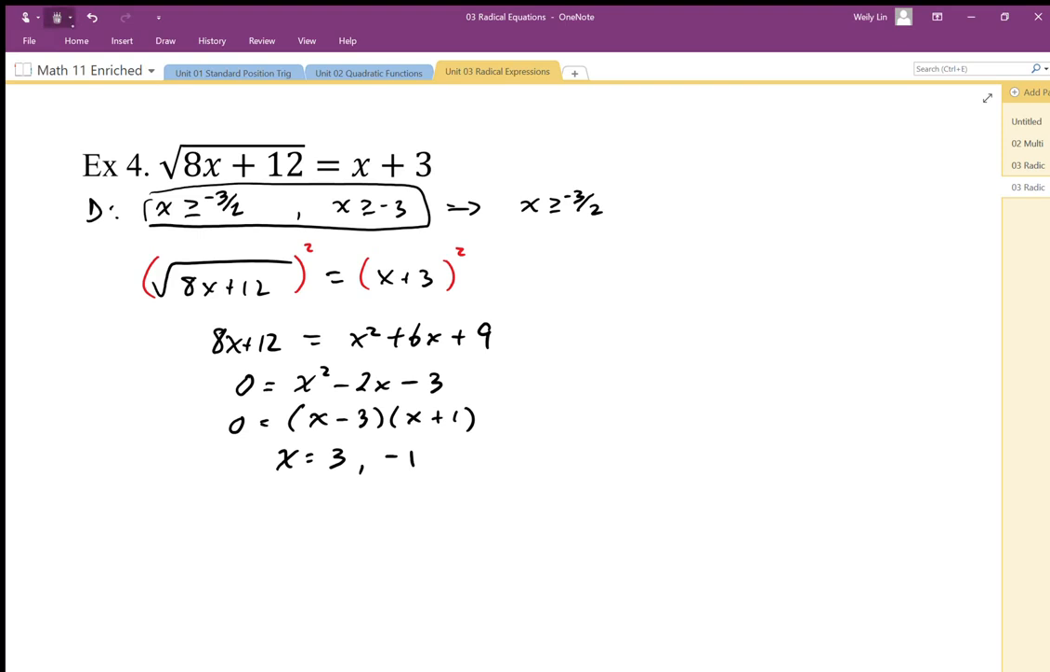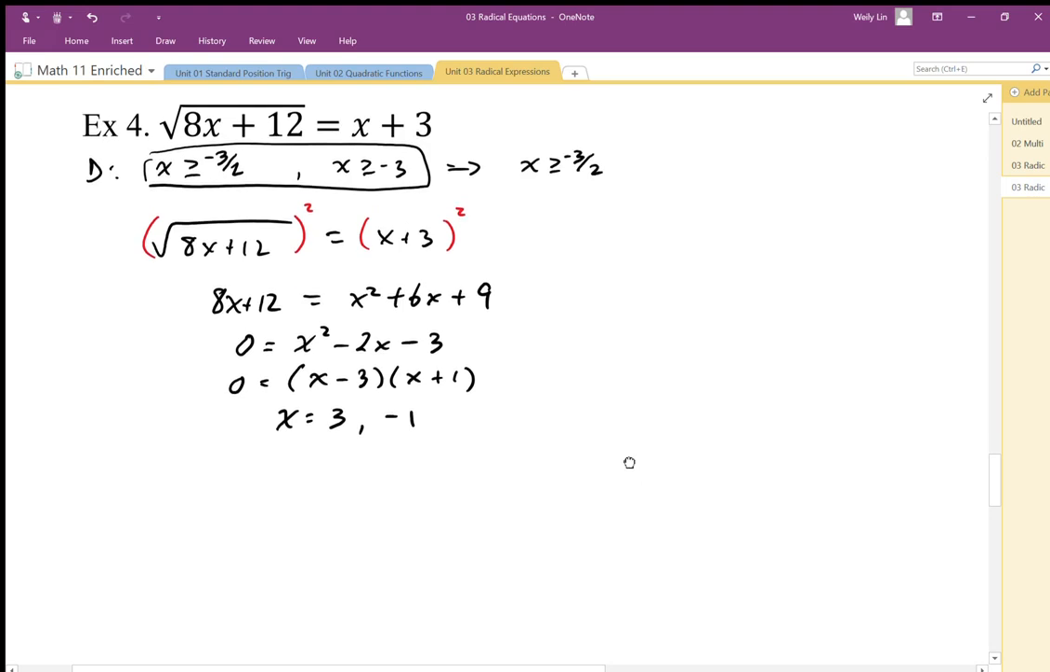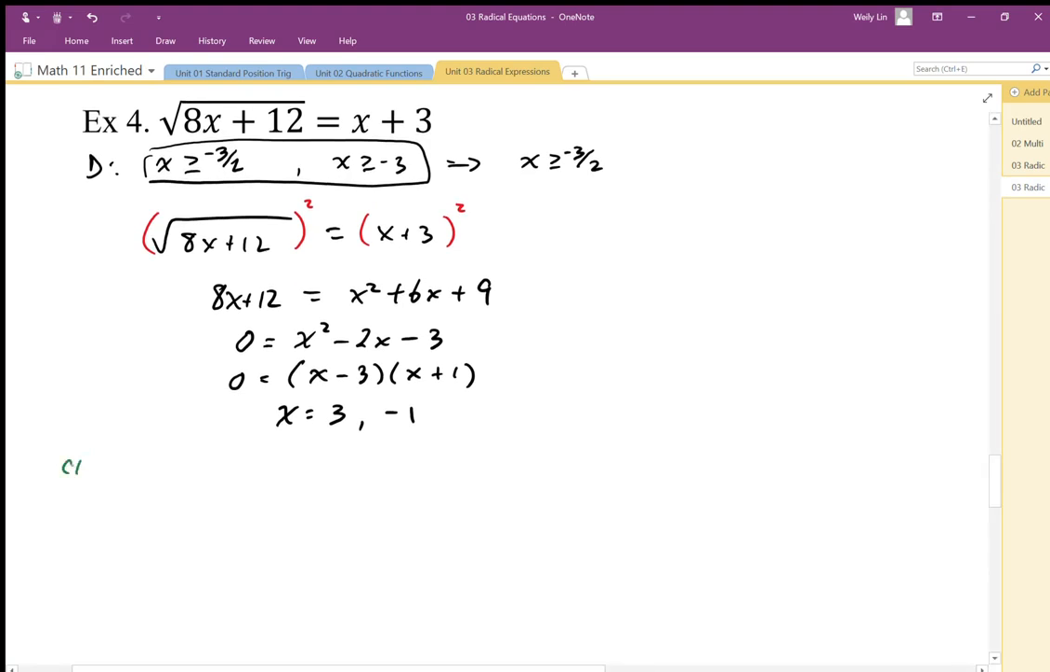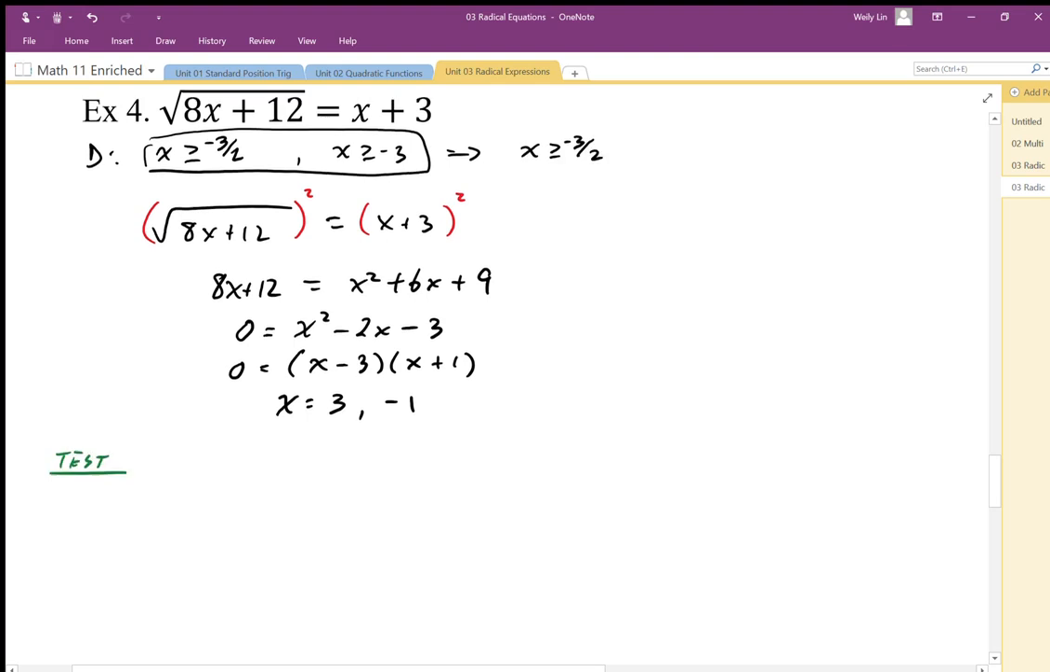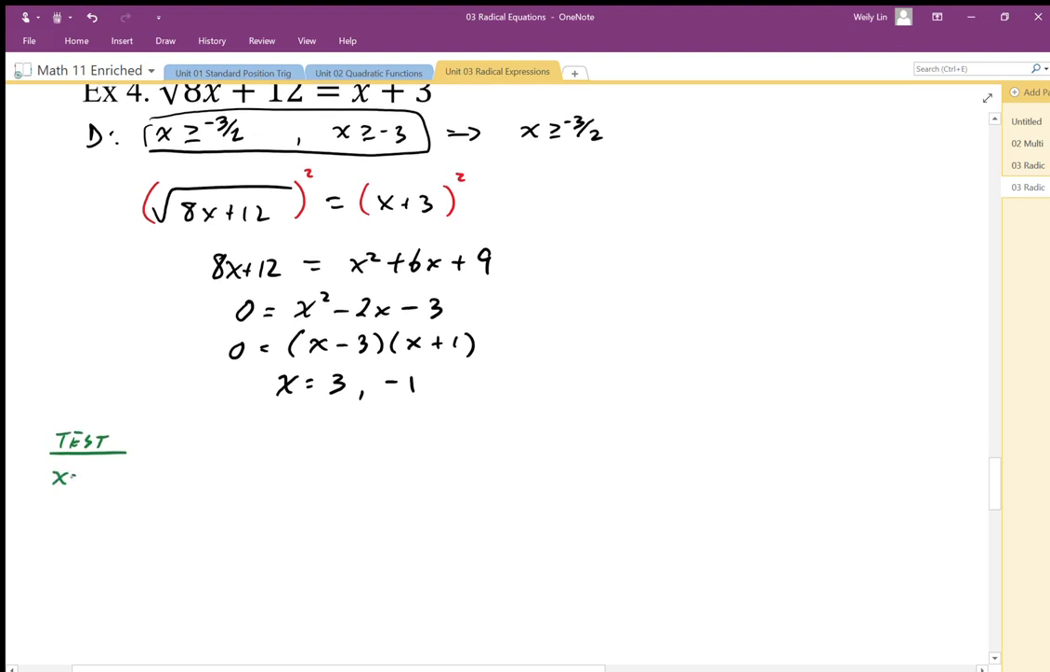I'm not super confident with my domain restriction, so I'm just going to go ahead and check this. So I'm going to check the solutions, or test the solutions. We should just say test, because this is actually a test, isn't it? We're going to test our solutions. So testing x equals 3, we end up with square root 24 plus 12 is equal to 3 plus 3. So square root 36 equals 6.